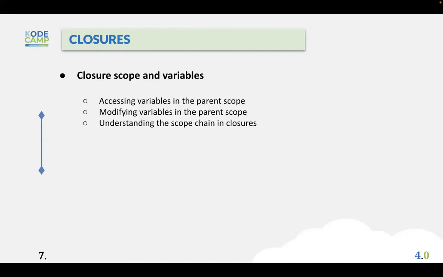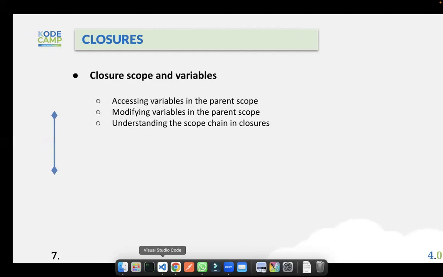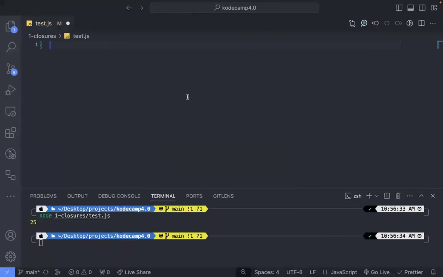So, accessing variables in the parent scope. Let's jump into writing some code. I don't want to over-explain it, but let me explain a bit, because with examples you can explain it by yourself. Closures allow inner functions to access variables from their outer function scope, even after the outer function finishes execution.